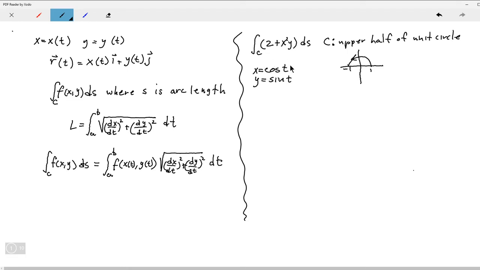I square that, I get sine squared t. The derivative of sine t is cosine t. I square that, and I get cosine squared t. So I have sine squared t plus cosine squared t, which is 1.